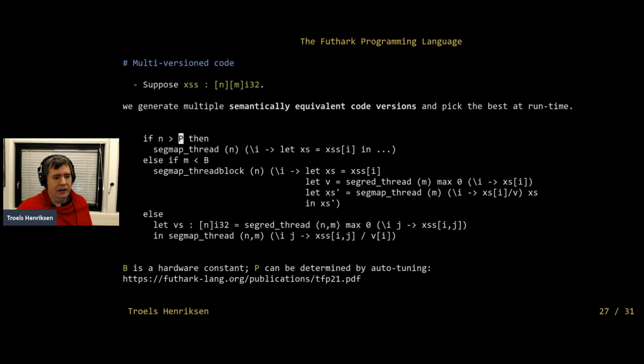And now P and B are hardware constants, and P you can determine by auto-tuning. We wrote a paper about that some years ago. You just give the compiler some representative data for your program, then you run the auto-tuner and go away and get a cup of coffee, and it will find out what the optimal value of P is. And actually, there are multiple P's. Every single instance where it does multiversioning will result in a new P, because the P might also depend on what goes on inside of these bodies.